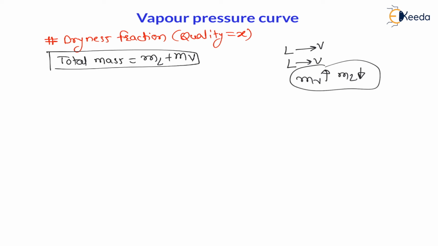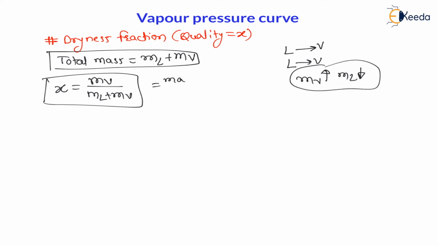Dryness fraction is the ratio of the mass of vapor to the mass of liquid plus the mass of vapor. Therefore, it is also mass of vapor divided by total mass. This is called dryness fraction. Now, let us understand this concept. The dryness fraction is equal to mass of vapor divided by mass of vapor plus mass of liquid.